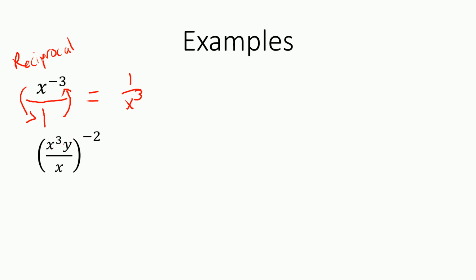So I'm going to distribute this -2 to everything in here because that's what the power of a product or quotient property is. So that means I'm going to do x to the third raised to the -2, y to the -2, all of that over x to the -2. And then I'm going to simplify using other properties. Power of a power property, so that's x to the -6, y to the -2, and then x to the -2 here. And then I can simplify using the quotient property.